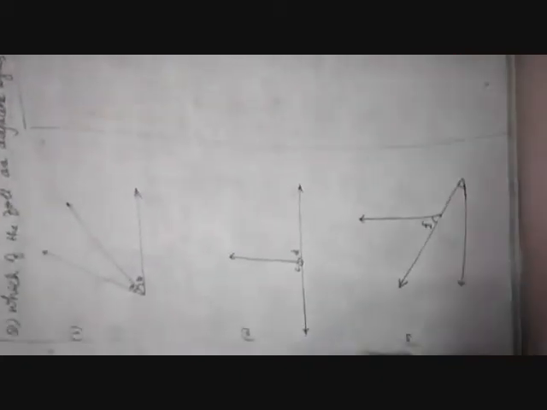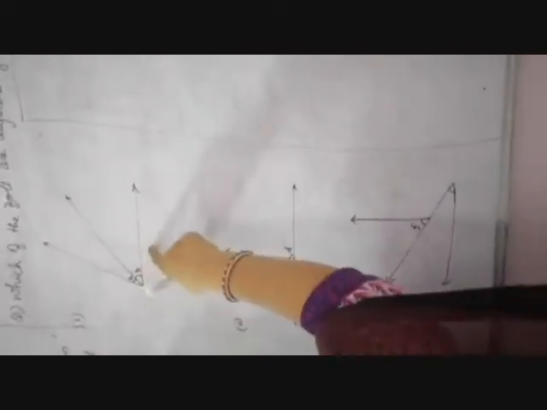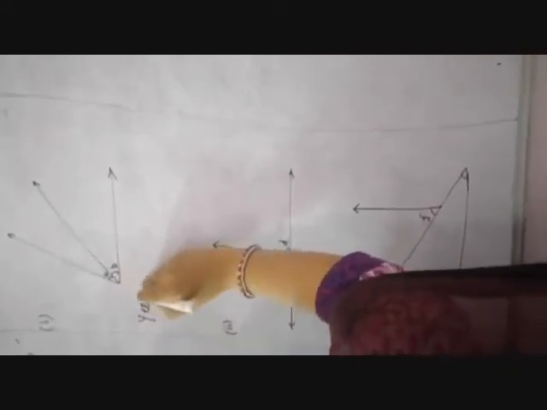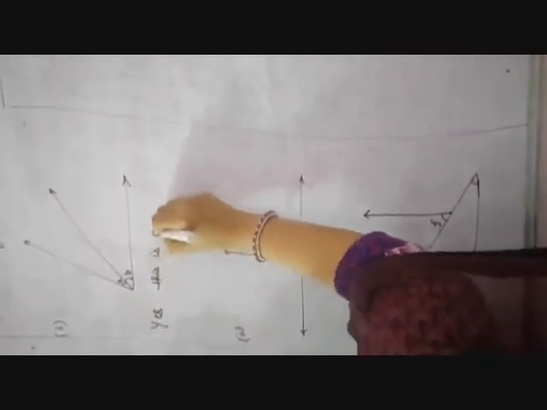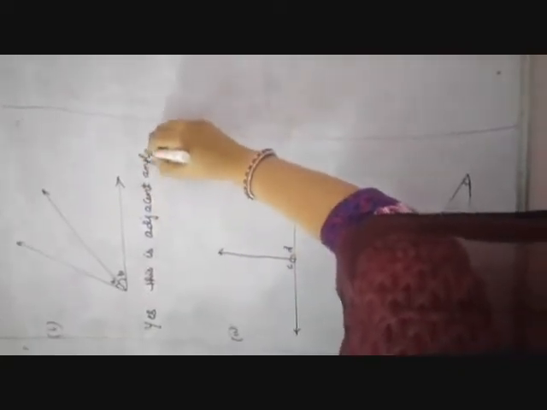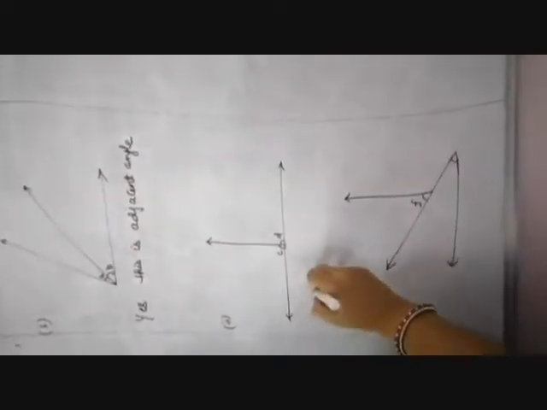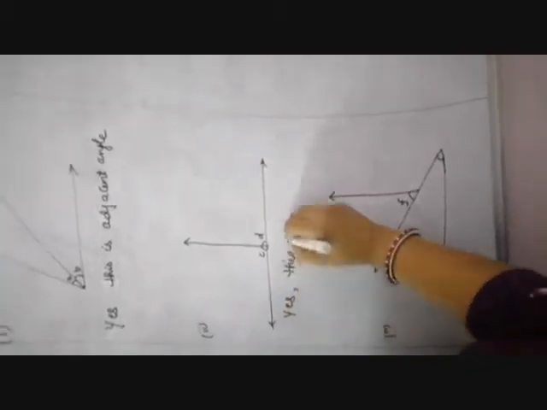Come to exercise 4, children. Which of the following are adjacent angles? Figure 1, figure 2, figure 3 are shown. Figure 1, is this an adjacent angle? Yes. Why are they adjacent angles, children? They have a common vertex and common arm. Second figure, is this an adjacent angle? Yes, this is also adjacent.